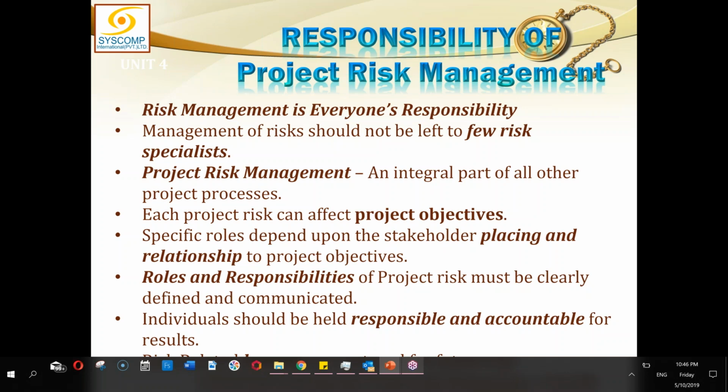It is everybody's responsibility. Project risk management is an integral part of all other project processes, which I have just proved. Each project risk can affect the project objectives, scope, time, and cost. Therefore, it proves the point that risk is not alone. Risk is impacting the most important baselines of the project, and therefore it is impacting the whole project, and therefore we must give it due importance.